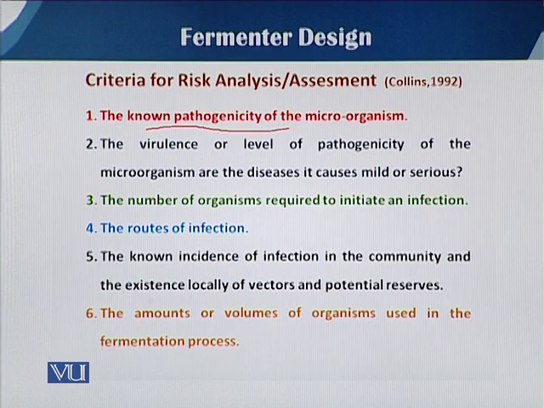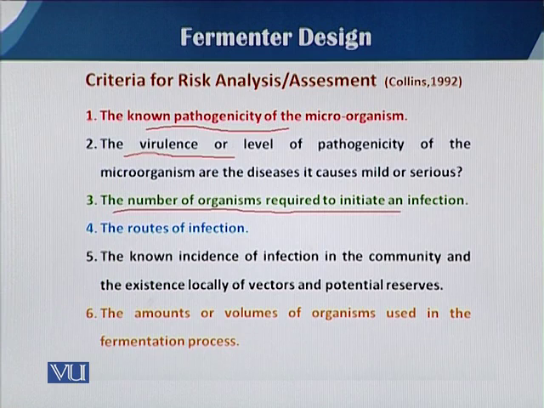As for the second criterion, if we know that our organism is a pathogen, we should know about the virulence, meaning the level of pathogenicity, whether the disease caused by that microorganism is mild or very serious. So first, is the organism a pathogen, and second, the level of pathogenicity. And the third is how many organisms are required to initiate an infection.